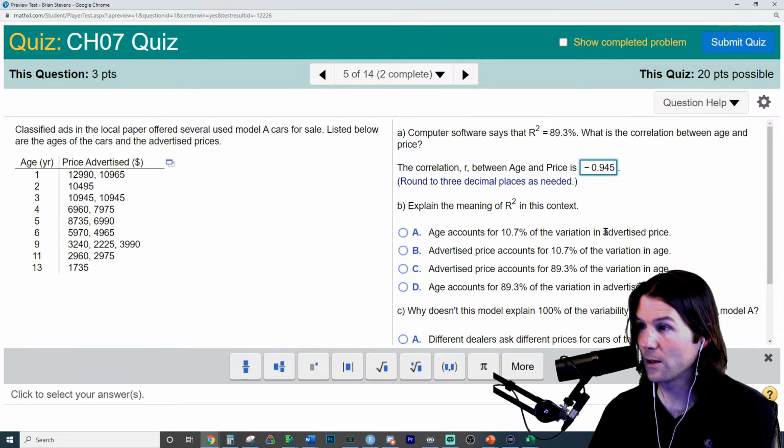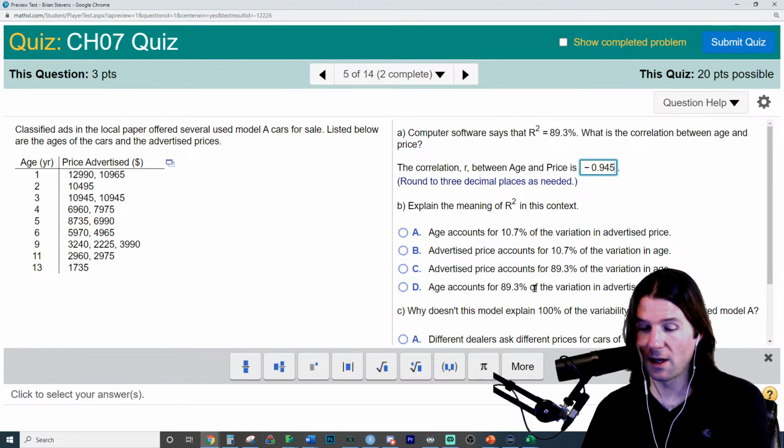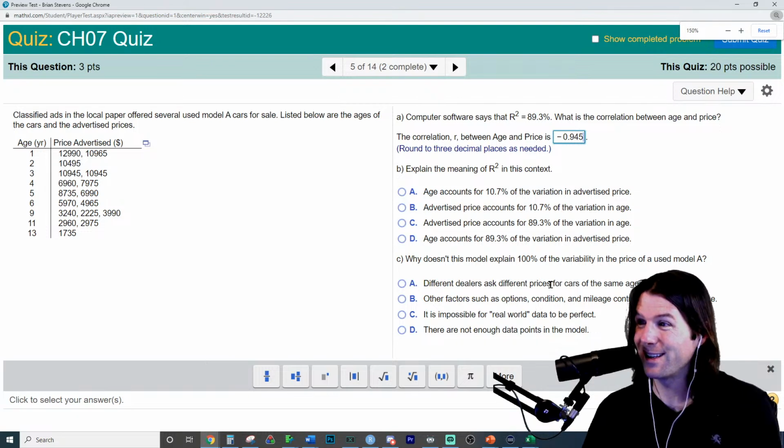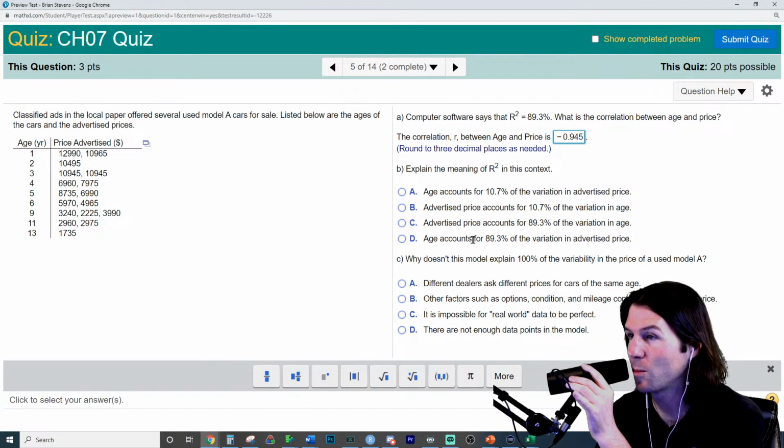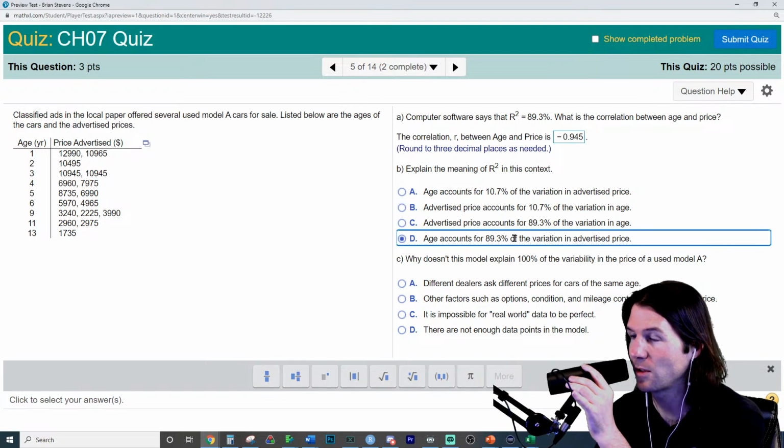Explain the meaning of r squared. It's the percent of variation in y explained by the variation in x. I prefer to just write it out and not answer my Pearson's questions. So the age of a car accounts for 89.3% of the variation in the advertised price. So x would be explaining y.